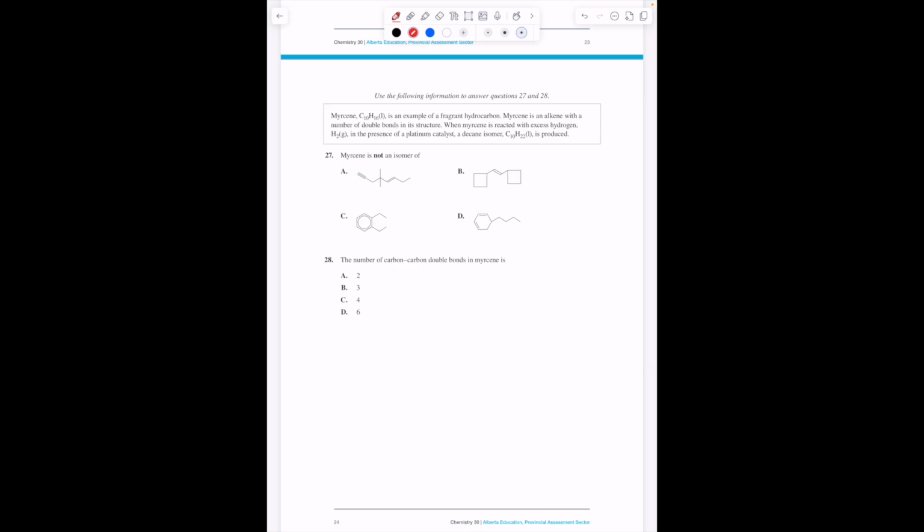So they give us C10H16. It's not an isomer of, oh, well, okay, I'm going to start with this one. And I'll draw it, and I'll see what comes out here. So I got 1, 2, 3, 4, 5, 6, 7. Okay.